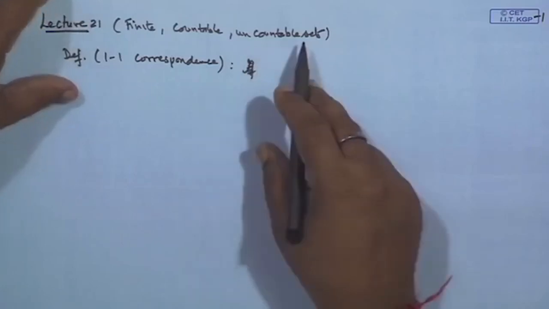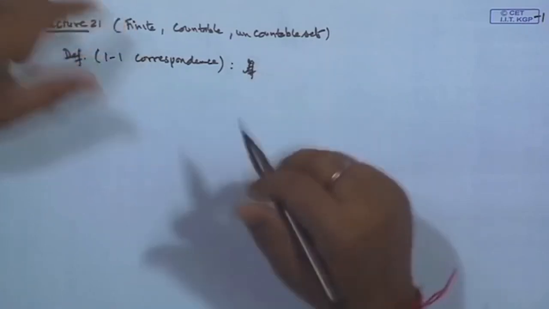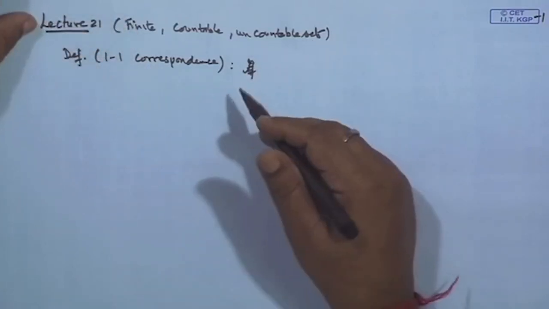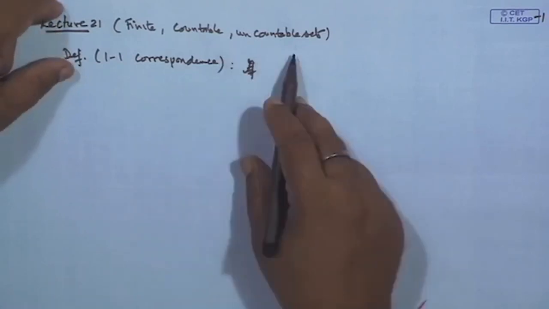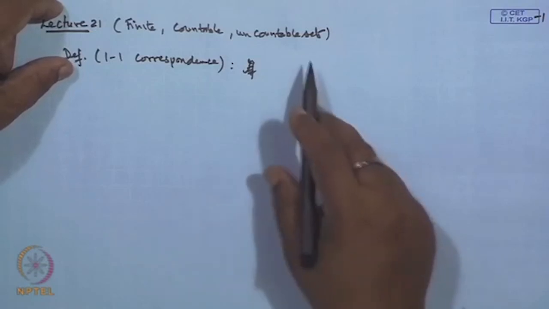Okay, so today we will discuss the basic topology on the set of real numbers, and first we will discuss what is one-to-one correspondence. Then we will go for the concept of countable and uncountable sets.